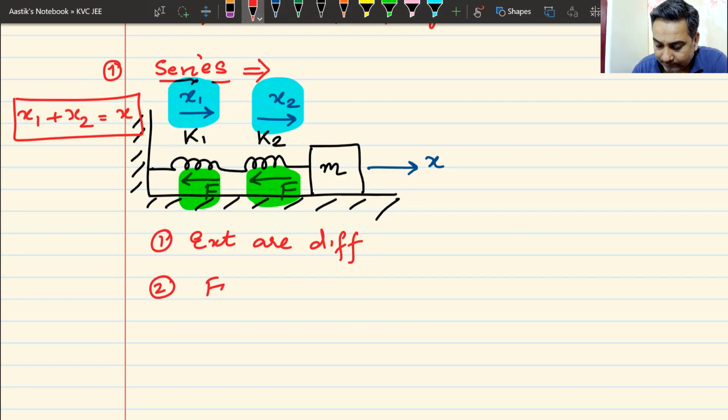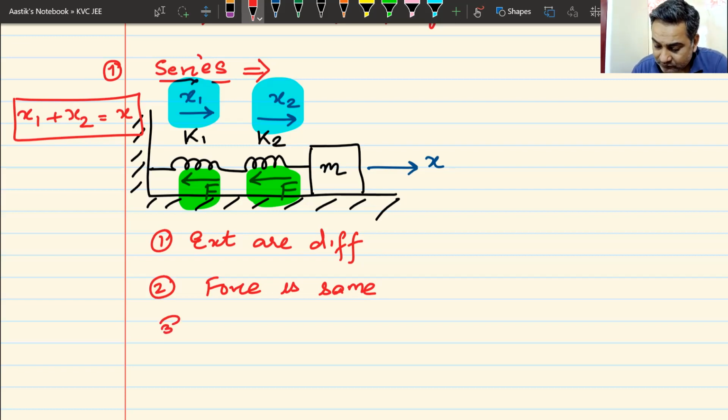Number two, force is same. So same force acts on it. Same force acts on the two springs. Force in the spring is same, but the extensions are different. Two things that you must remember.